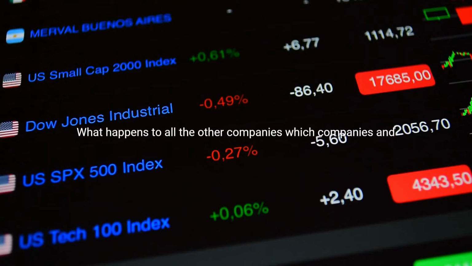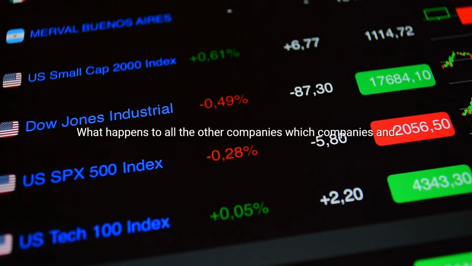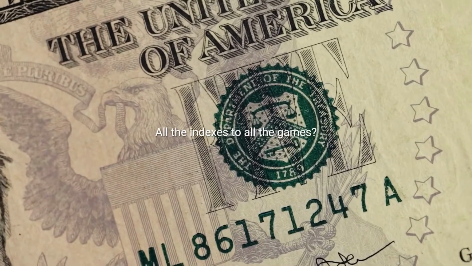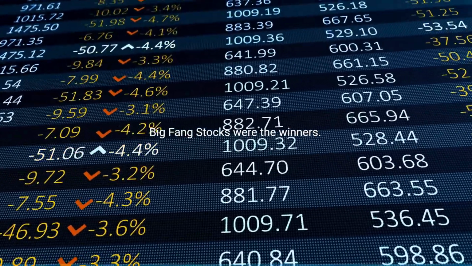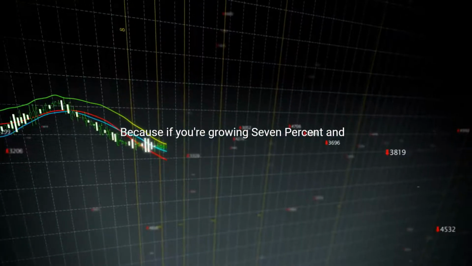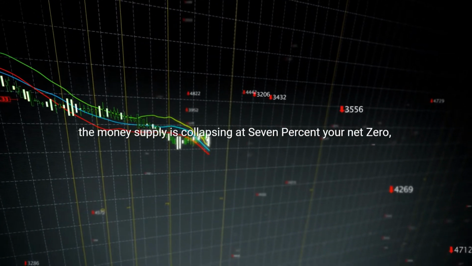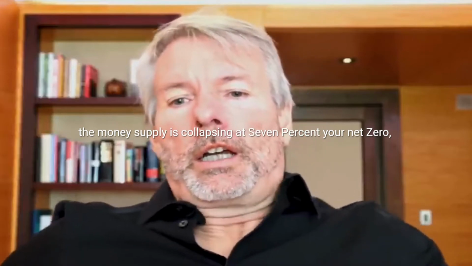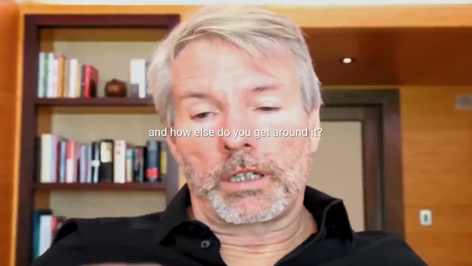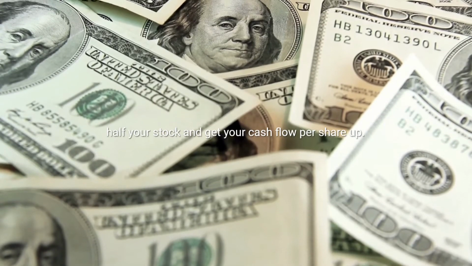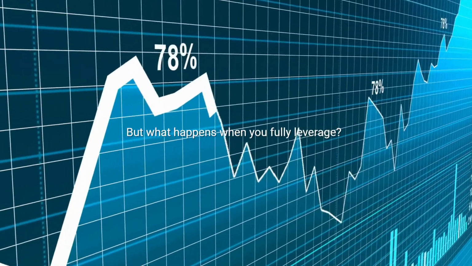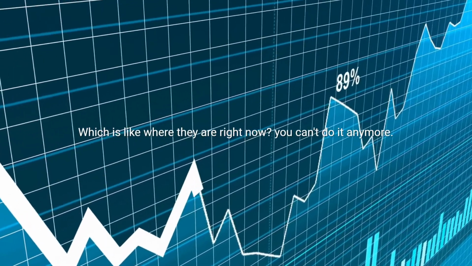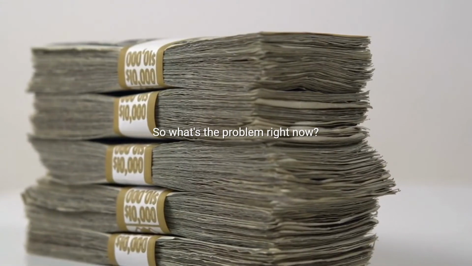What happens to all the other companies? Which companies in the S&P 500 accounted for all the indexes' gains? It was big tech, right? The big FANG stocks were the winners. Everybody else treads water, because if you're growing at 7% and the money supply is collapsing at 7%, you're net zero. And how else do you get around it? Well, you can go borrow a lot of money, leverage up, buy back half your stock, and get your cash flow per share up. But what happens when you're fully leveraged, which is like where they are right now? You can't do it anymore. So what's the problem right now?